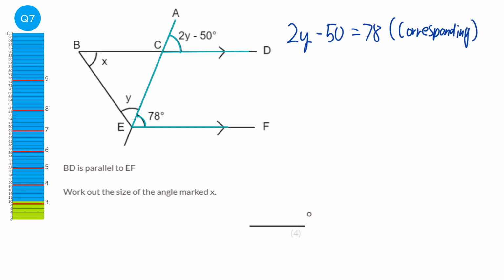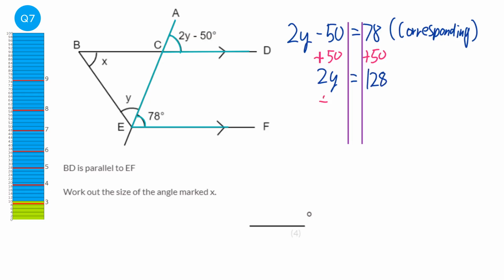Now here we've got an equation, and we want to solve it, so we get our lines in. We'll first of all add 50 to both sides. So we've got 2y equals 78 plus 50, which would be 128. And then we're going to halve both sides, or divide by 2. So we've got 64. So we know that y is 64. And so we look back at the diagram to find out how we'd work out x.